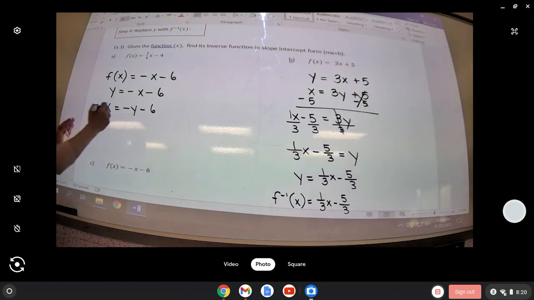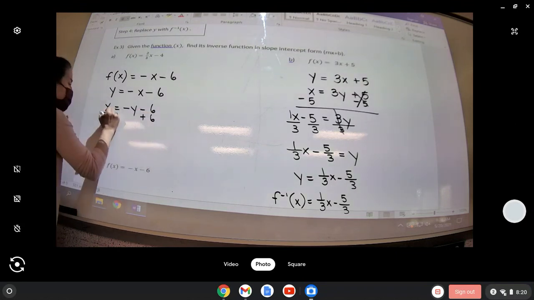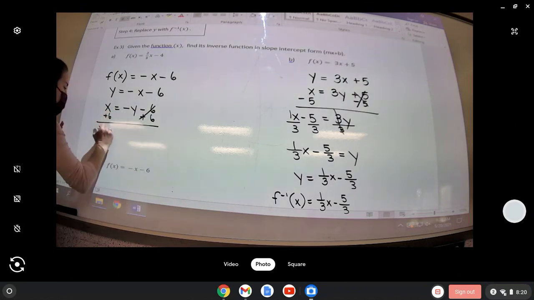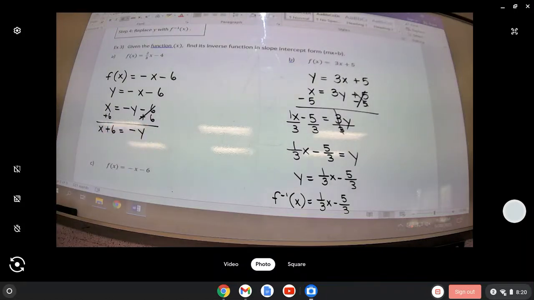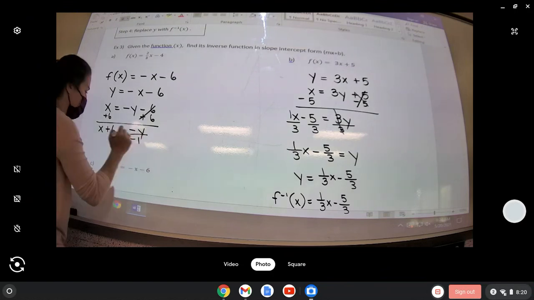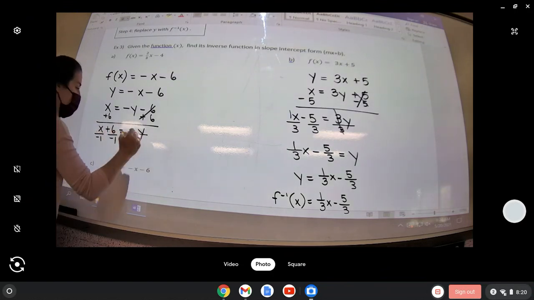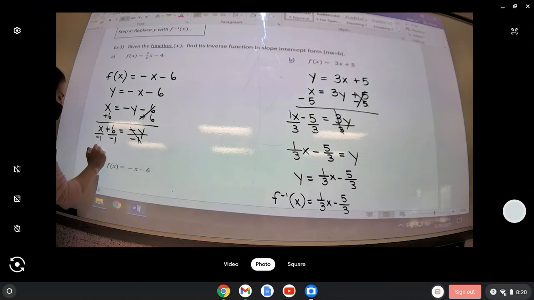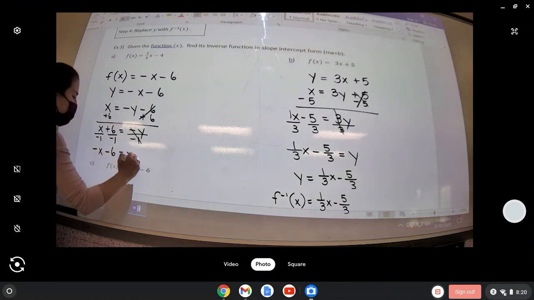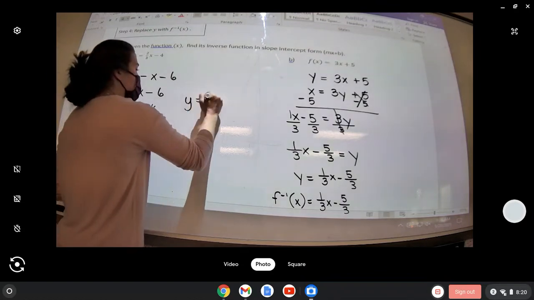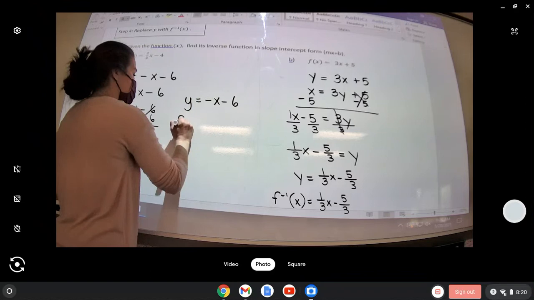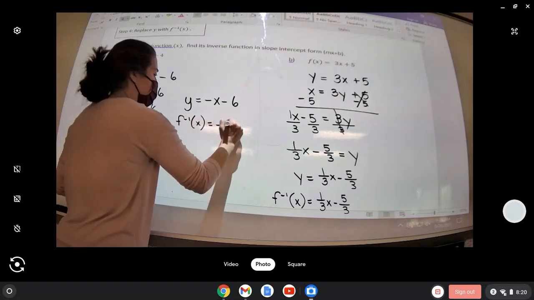Get y by itself again. So now I have to add 6. That leaves me with negative y, which is close. We want y by itself. This is negative y. So all you have to do then is divide everything by negative 1. All right, and then negative x minus 6 equals y. So then y equals, and then I switch that with f inverse of x.